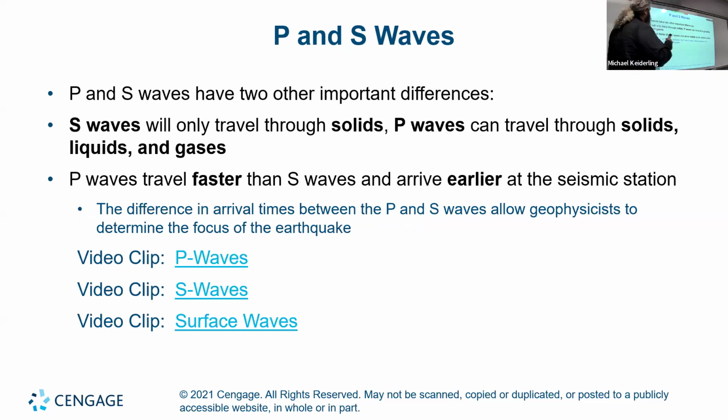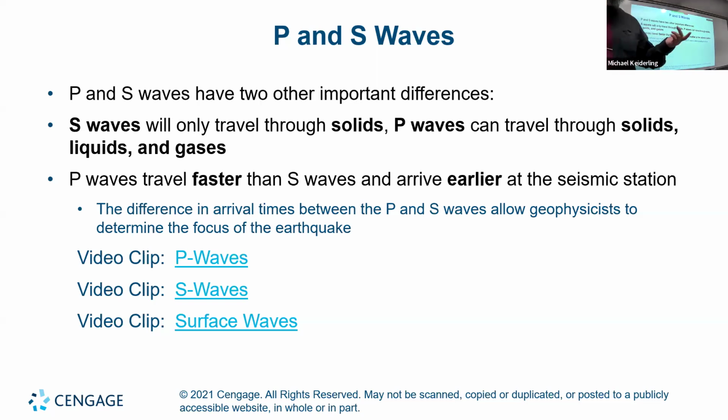So the other big difference between P and S waves is that S waves will only travel through solids. Basically, liquids and gases are too slippy for the sideways motion to continue. While P waves can actually travel through anything: solids, liquids, and gases. P waves travel faster than S waves and will arrive earlier at a seismic station.